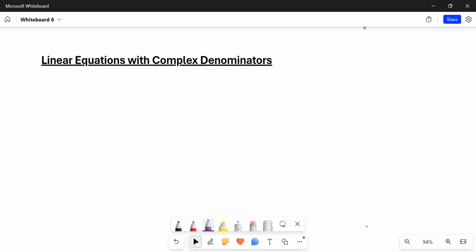In this video, we will look at solving linear equations with complex denominators. So what that will typically mean is that we'll have something that looks like a rational equation. A rational equation is an equation that looks like a fraction and often has variables in the denominator. But when we modify it, it will turn into what looks to be more like a traditional linear equation. I'm going to provide two examples of that.